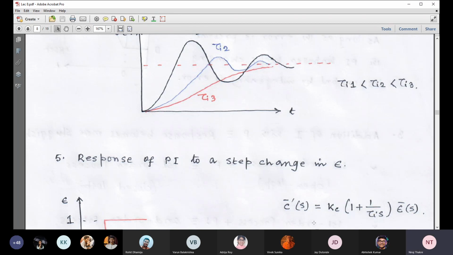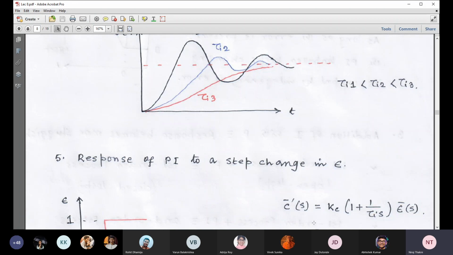A similar problem we have solved for proportional controller as well. I repeat the question. This is the PI controller equation in Laplace domain. You introduce a unit step change in error signal, epsilon. And then take the inverse of Laplace transform and let me know the expression for C prime. Do it quickly and let me know the answer. Expression for C prime in time domain.